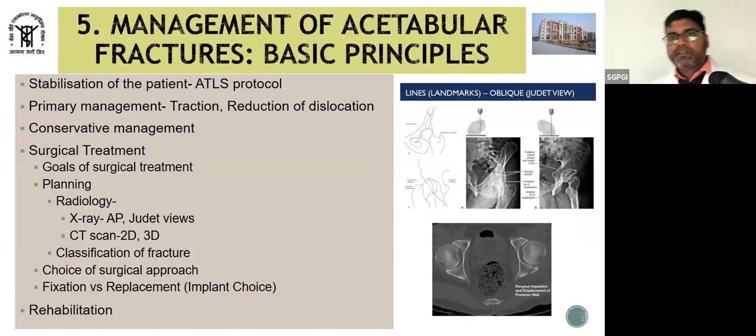Now coming to the management of acetabular fractures. Basic principles: these fractures often come in polytrauma patients. They have some other injuries as well, like head injury, chest injury, abdominal injuries. So you have to stabilize these patients first by the ATLS protocol. And if the patient is not amenable for surgery right at the start, then we have to do some kind of primary management like giving traction and reduction of dislocation. Dislocation is an emergency which has to be managed either in the ER itself, or the patient can be taken to the OT, and under sedation we can reduce the dislocations.